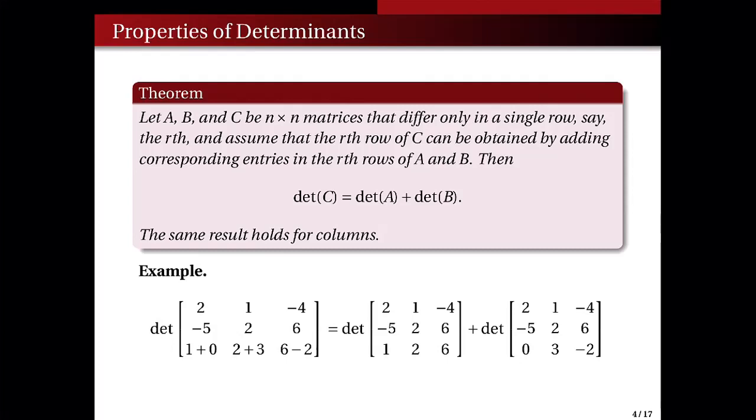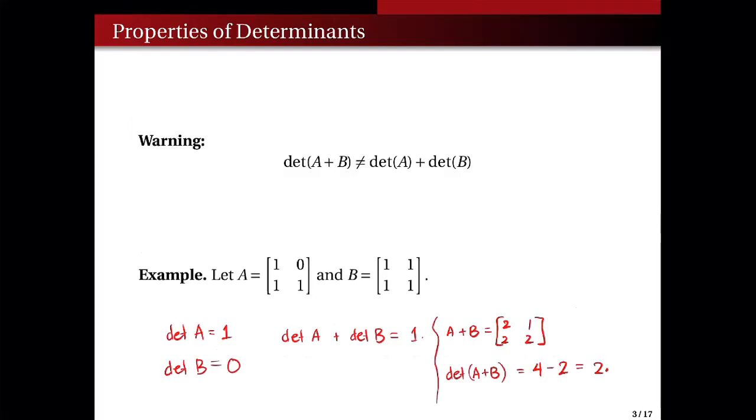Now, we don't have a distribution of the determinant operator over the sum. Meaning, the determinant of A plus B is not equal to the determinant of A plus the determinant of B. However, we can somehow distribute the determinants over products of matrices.